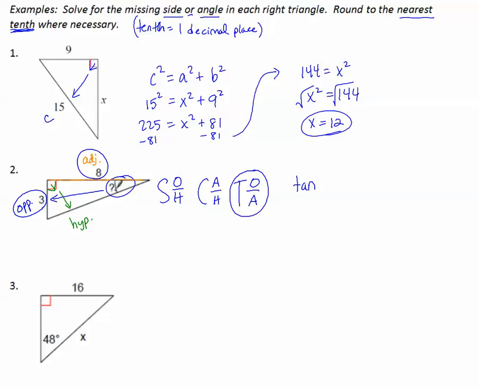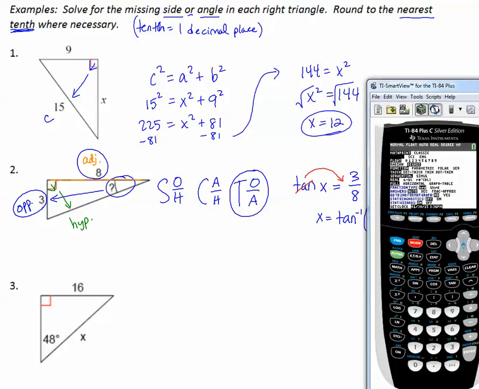Now I don't know the angle, so I can call it an x. Tangent of x equals opposite over adjacent, so 3 over 8. When I don't know the angle, I need to get it to the other side by using the inverse. So I write x equals inverse tangent of 3 over 8. Now I can go to my calculator and do second tangent 3 divided by 8, enter. If I'm rounding to the nearest tenth, the 5 makes this go up, so 20.6.